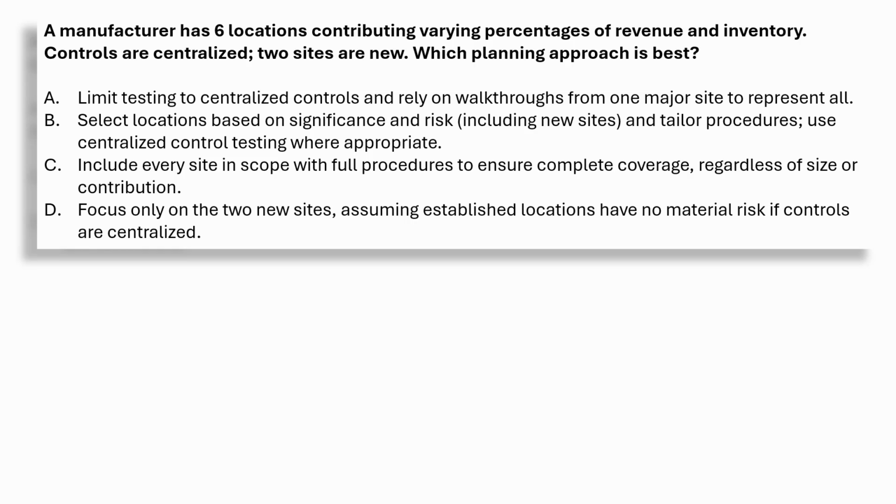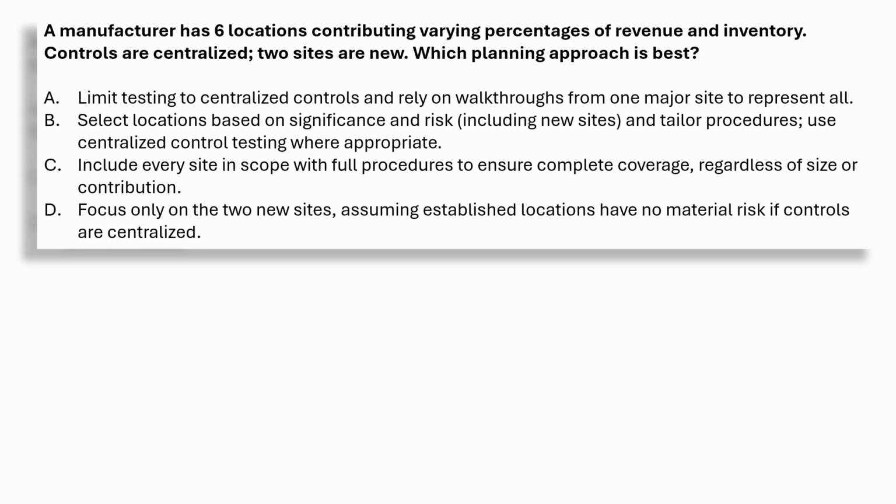Option C, include every site in scope with full procedures to ensure complete coverage regardless of size or contribution. That's overkill. Why audit the broom closet like it's the warehouse? Materiality and risk help us avoid wasting audit hours.